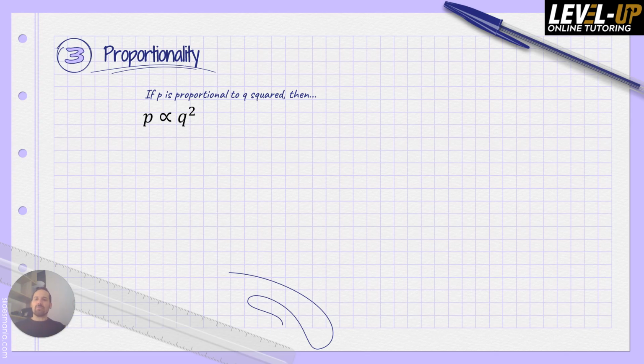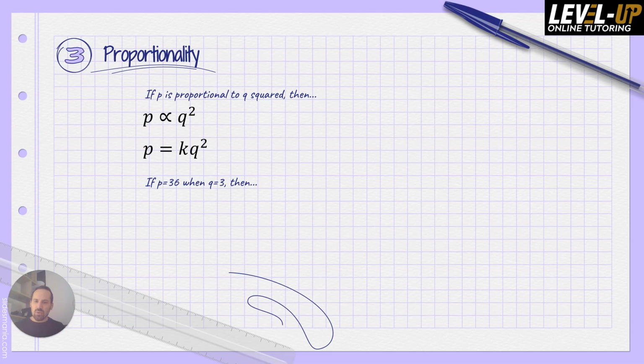Say if p is proportional to q squared, that would look something like this if we write it as a proportionality. And if we put it as an equation, it's the same thing, but you're multiplying by that unknown constant. Again, we'd need some kind of piece of information in order to then fix that constant.